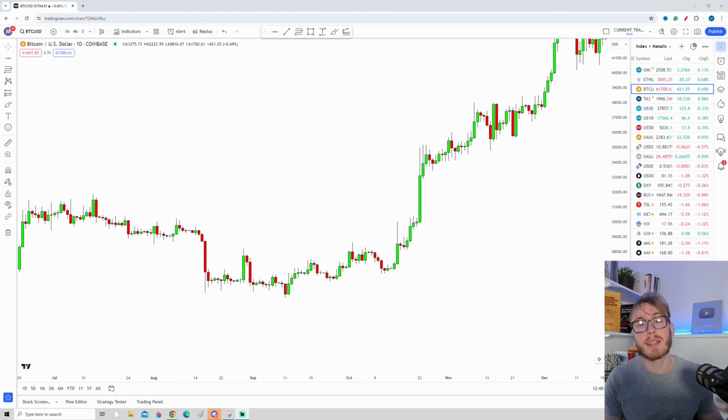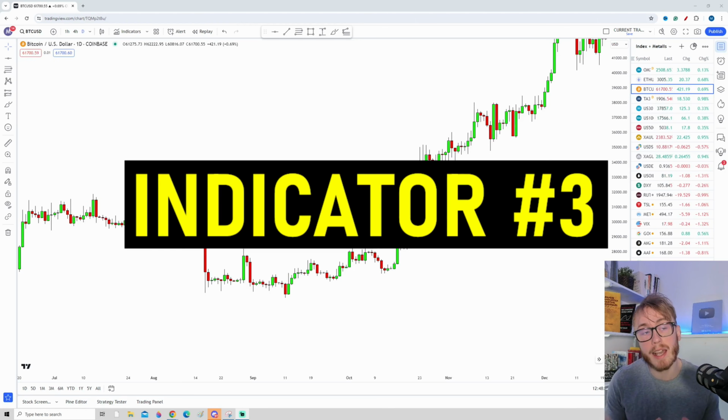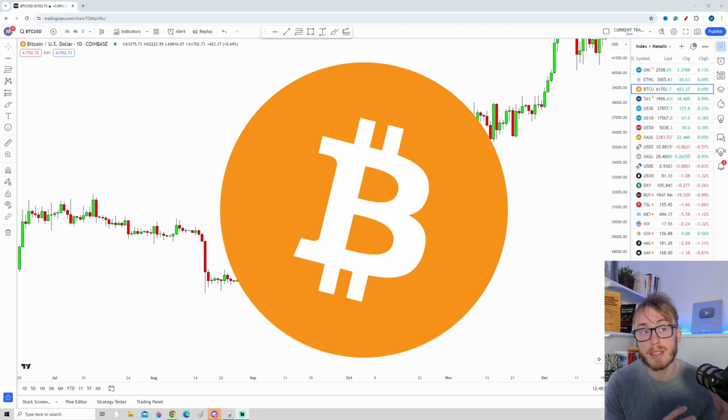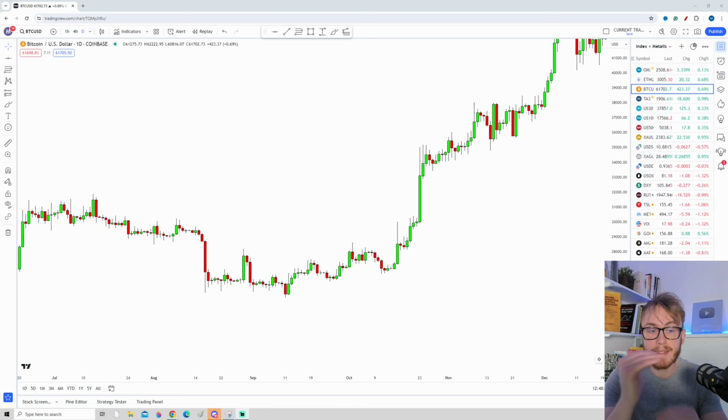So now guys, let's take a look at the third indicator. For this example I have switched the chart to a Bitcoin daily chart right here, because I found a nice example demonstrating both the bearish and the bullish example for this indicator on the same chart.